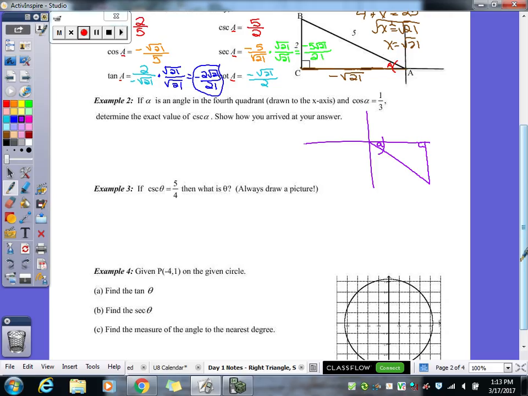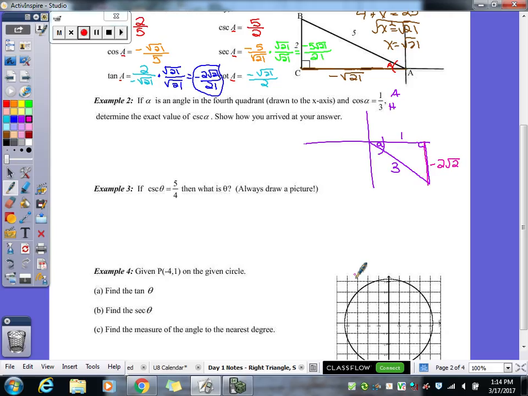So then they said cosine is 1/3. So we know cosine is what over what? Adjacent over hypotenuse. So my adjacent side is 1. My hypotenuse is 3. So first thing we have to do is find our missing side. So go ahead, Pythagorean theorem. Find your missing side over there. 2 radical 2. But since we're going down into the fourth quadrant, it's negative 2 radical 2.